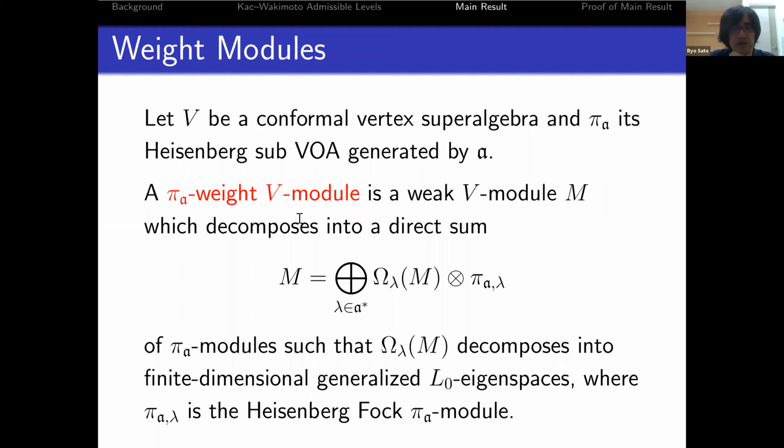Okay, so I would like to introduce the notion of weight modules. Let V be a conformal vertex superalgebra, and we consider the corresponding Heisenberg sub-VOA, which I write π_A. Then a π_A-weight V-module is defined as a weak V-module which decomposes into a direct sum of Heisenberg Fock modules for the corresponding Heisenberg sub-VOA. We also assume that the corresponding coefficient space, which I write Ω_λ(M), decomposes into finite-dimensional generalized L_0 eigenspaces. Here π_A^λ stands for the corresponding Heisenberg Fock π_A-modules. Okay, so this is the definition of weight modules for V.